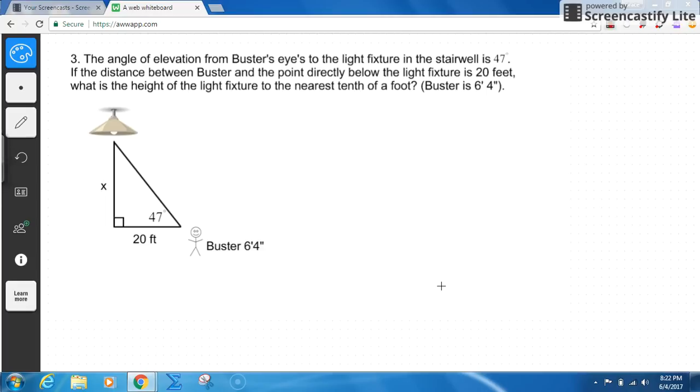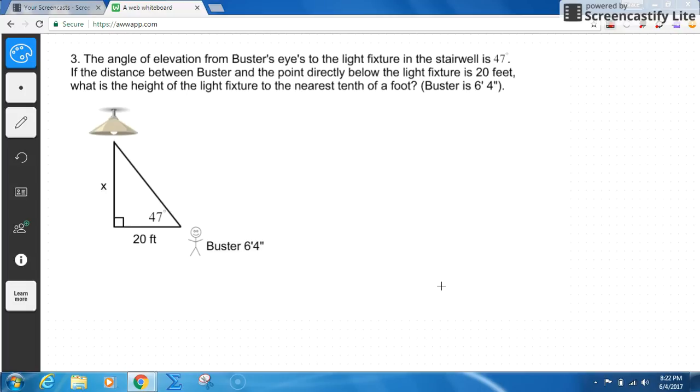Example number 3. The angle of elevation from Buster's eyes to the light fixture in the stairwell is 47 degrees. If the distance between Buster and the point directly below the light fixture is 20 feet, what is the height of the light fixture to the nearest tenth of a foot? Buster is 6 feet 4 inches tall.